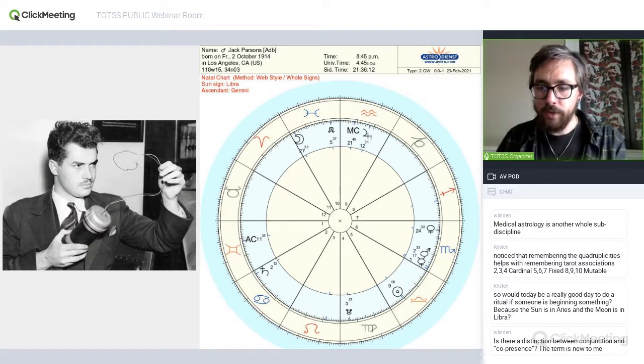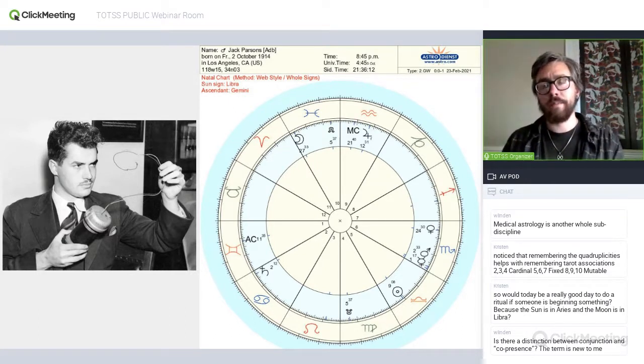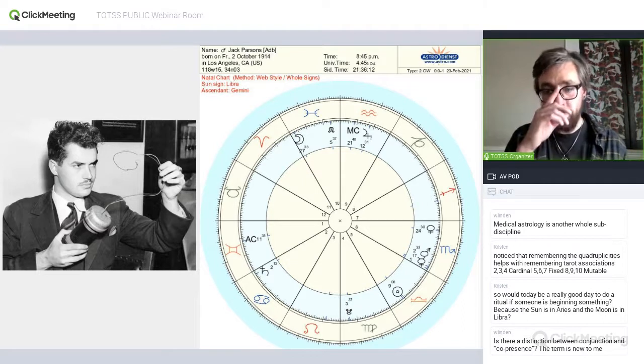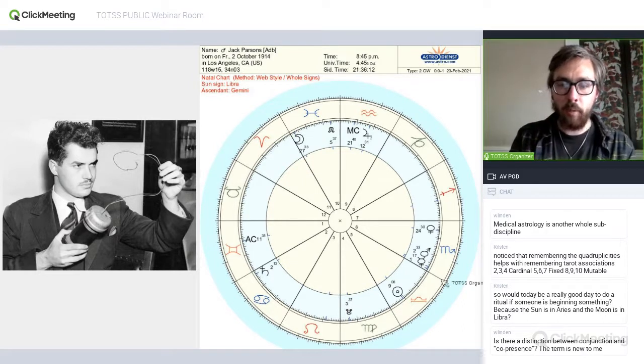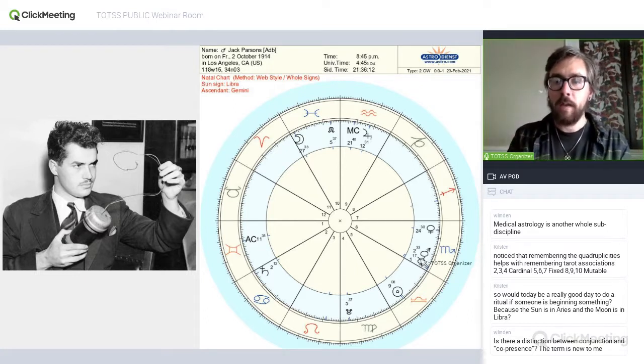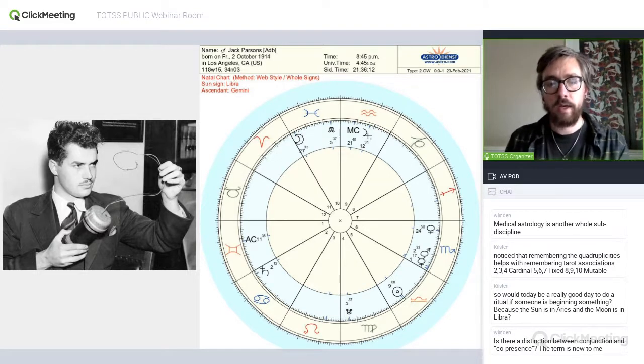W. Linden here is asking, is there a distinction between conjunction and co-presence? The term is new. Yeah, so generally, co-presence is used to just mean any planets that are in the same sign, and so they share a lot of things. And then conjunction is used when they're also very close by degree. So in this example here, we would say that Mercury is conjunct Mars, right? They're separated by only a degree, but we wouldn't say that Mercury and Mars are conjunct Venus because they're separated by more than 20 degrees, but they are co-present with Venus because they're in the same sign as Venus.